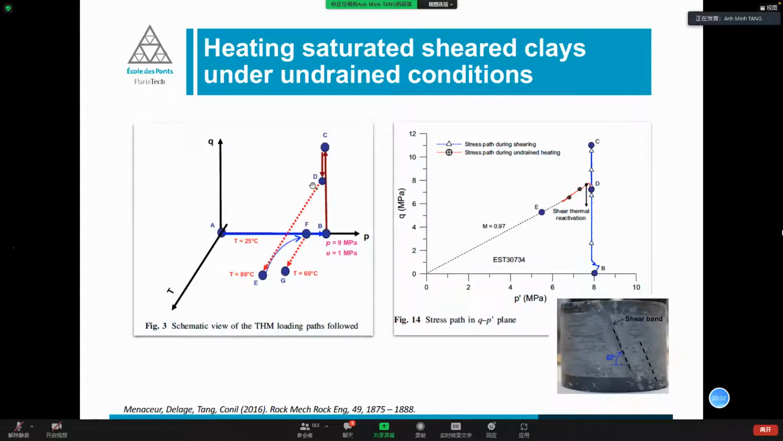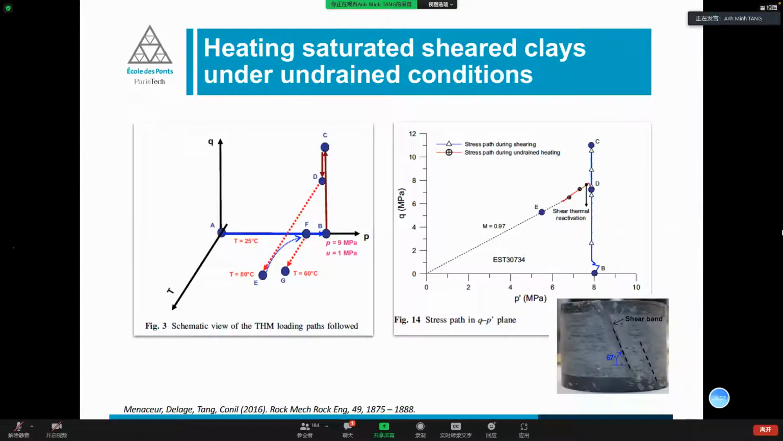And under this shear stress, we maintain the piston in the cell, and then we heat the specimen. What we see is that during heating, the shear stress decreases, the mean stress decreases also, and it follows a line that crosses this origin point here.